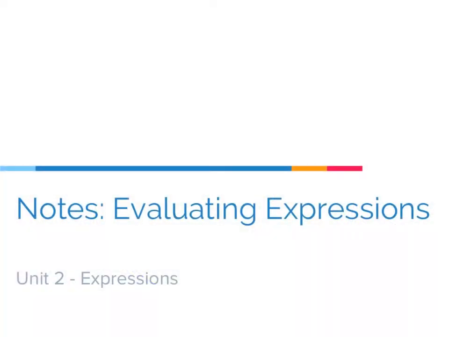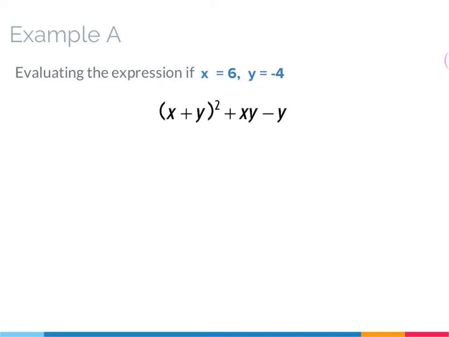So welcome back. Here we're going to be talking about evaluating expressions. So let's get right into it with example A. It says evaluate the expression if x is equal to 6 and y is equal to negative 4. So I've got an expression here and I've got a whole bunch of variables in it, no constants, only variables. And I'm going to be substituting in the numbers that I have, 6 and negative 4.